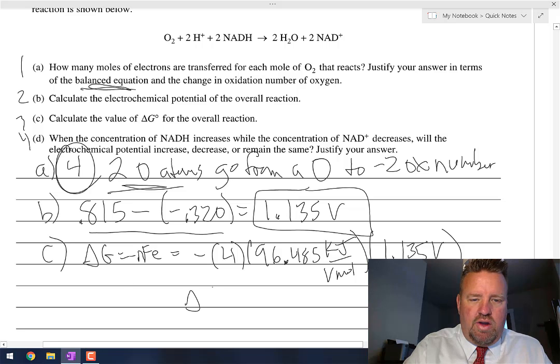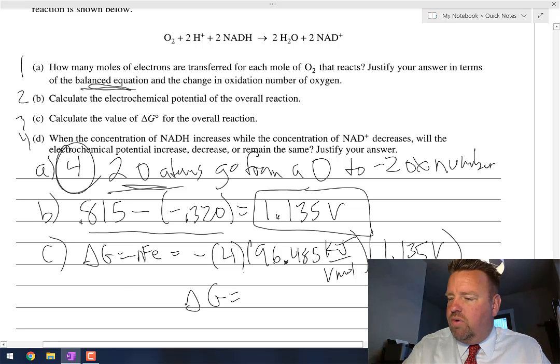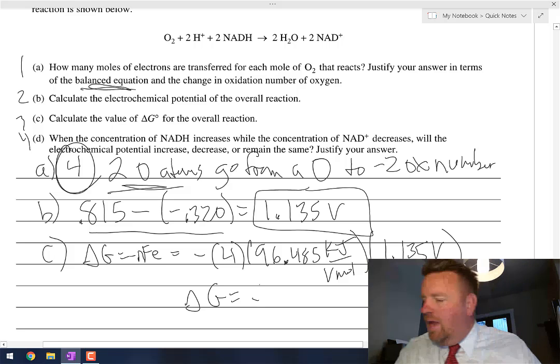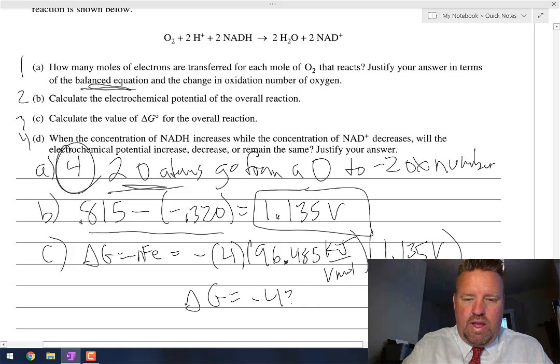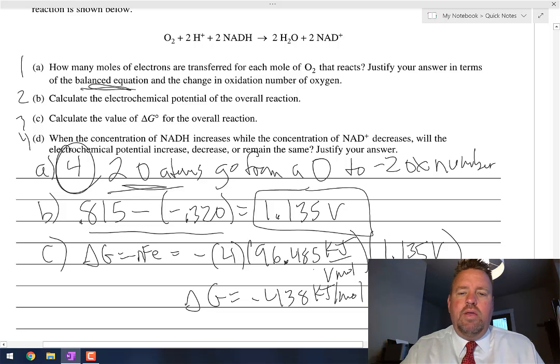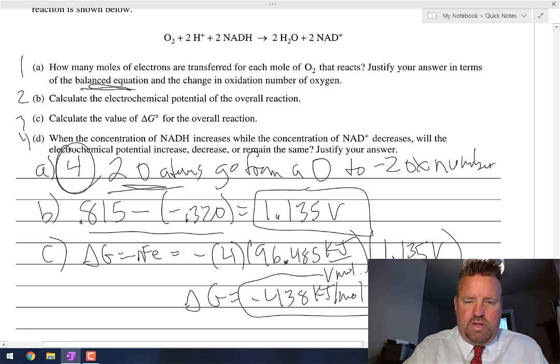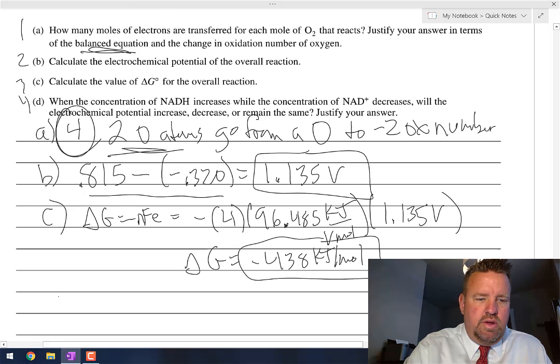And then our cell potential is the 1.135 volts. Put that into your calculator. Delta G equals negative 438 kilojoules per mole. Okay, and obviously just a 1 point response there as well for the correct response.